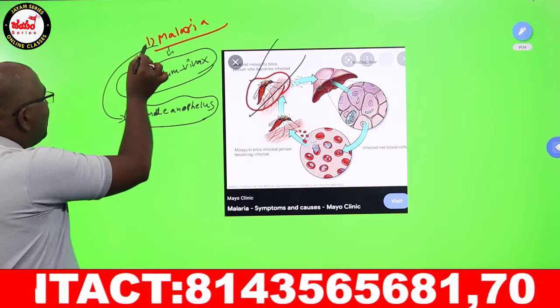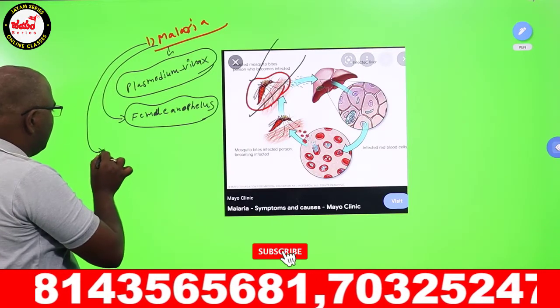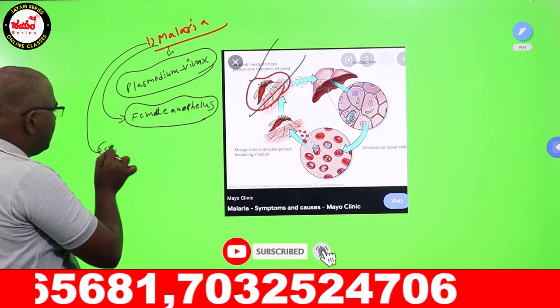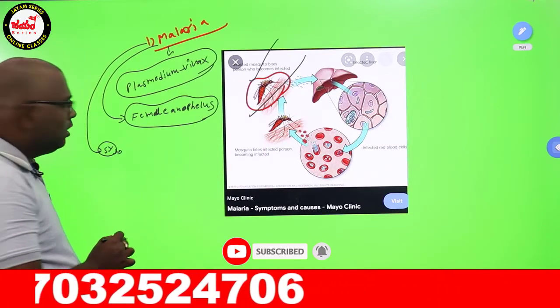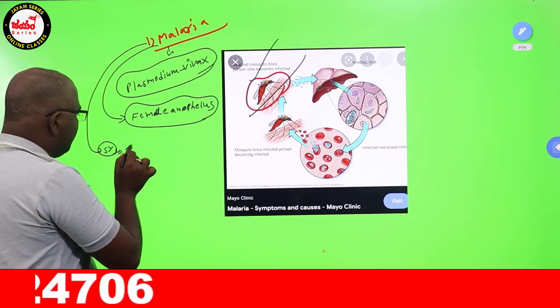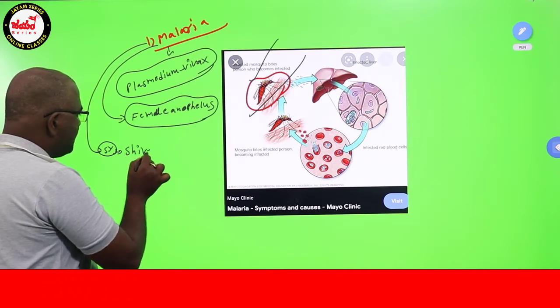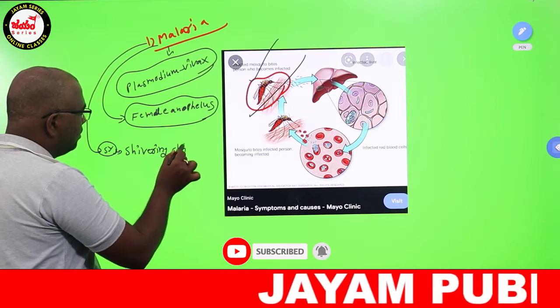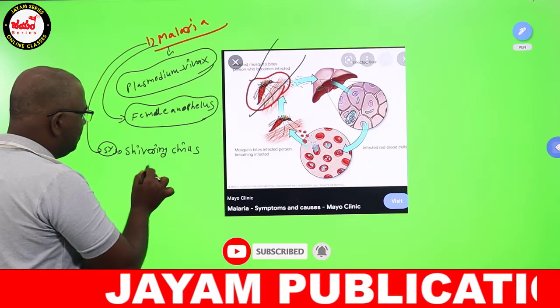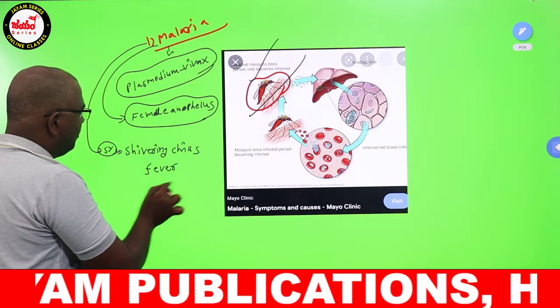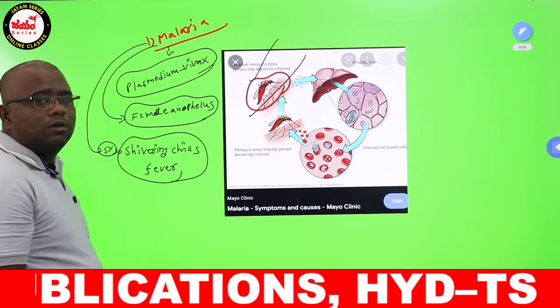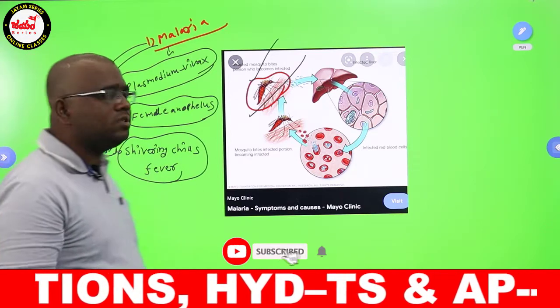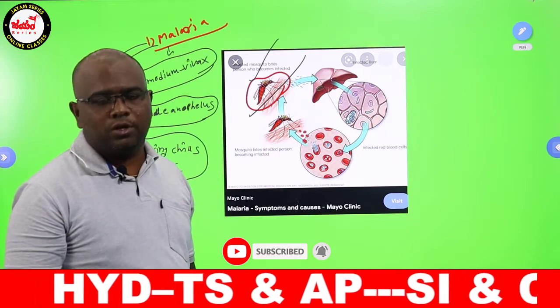The symptom of malaria disease is shivering chills fever. The symptom of malaria disease is shivering chills fever.